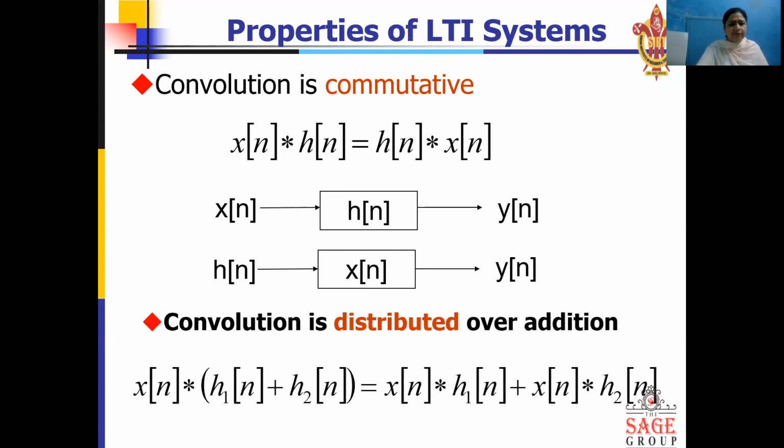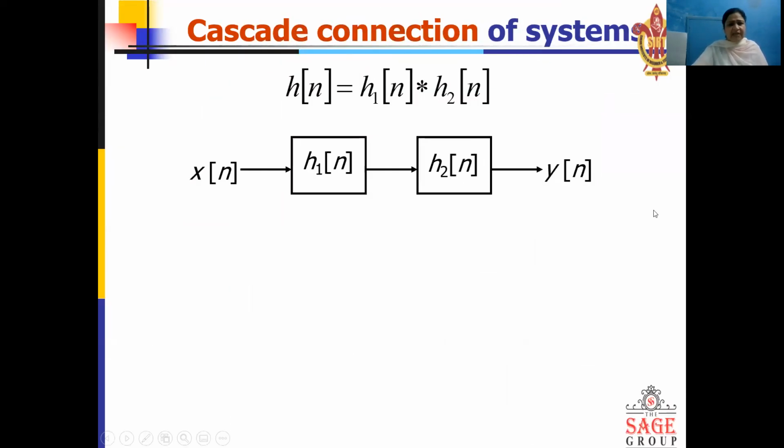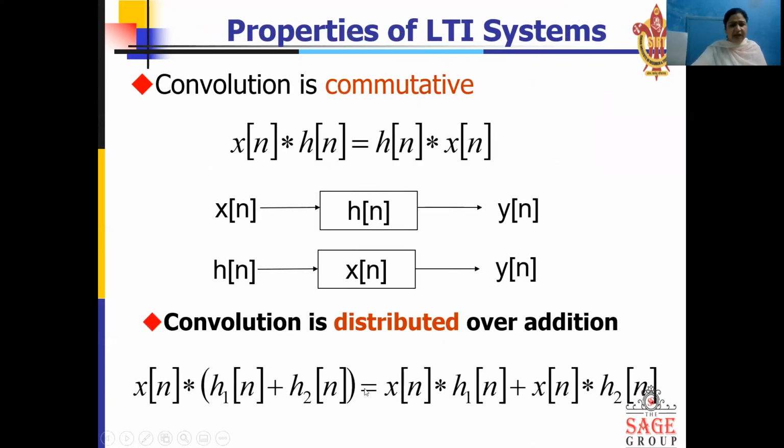Another property is that the convolution is distributive over addition. That means x n convolved with h1 n plus h2 n will be the same as x n convolved with h1 n plus x n convolved with h2 n. From this property we can conclude that if we have two systems connected in parallel, then we can form a resultant system whose unit impulse response is given by the sum of the unit impulse responses of the individual systems.